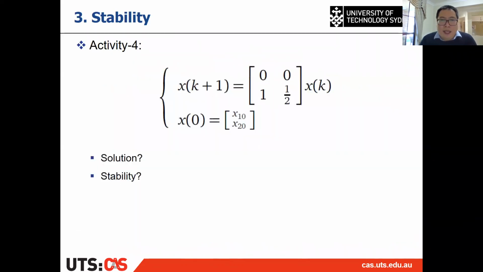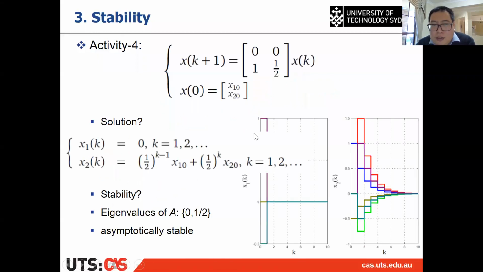So let's look at activity 4. I don't think I have time to let you do it during the class, but you can definitely practice on it later. Suppose we have this linear discrete time system. Then there are two questions. One is what's the solution? The other is what's the stability? Let's look at it together.